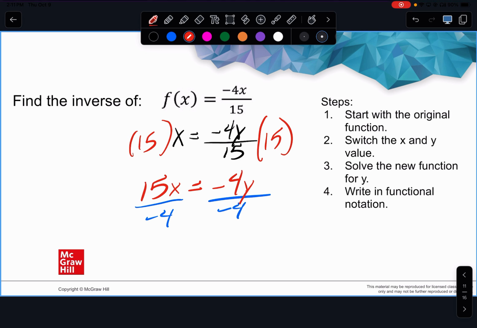So now I have that divided by negative 4, so it cancels out on the right side. So I end up with y equals 15x over 4. And then in my function notation, it's f to the negative first of x equals 15x divided by 4.